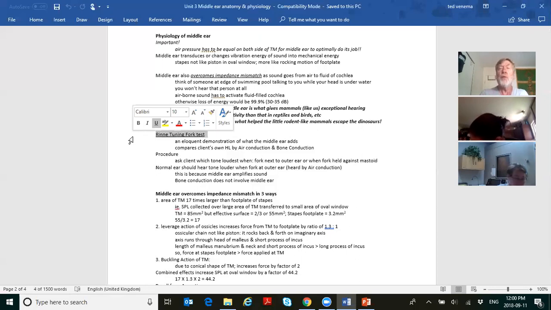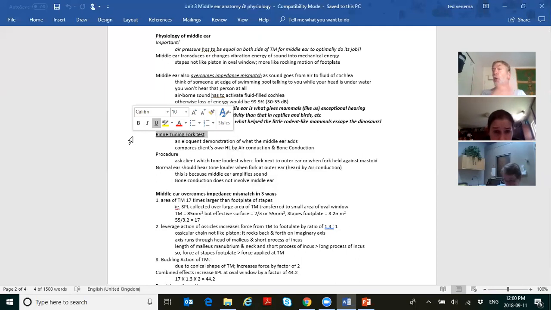For whom will air conduction not sound louder than bone conduction? For children with otitis media. Okay, for the person with a conductive hearing loss. Always remember, break down hearing loss into two types, conductive and sensorineural. Conductive hearing loss means sound can't get conducted to where it's got to go.